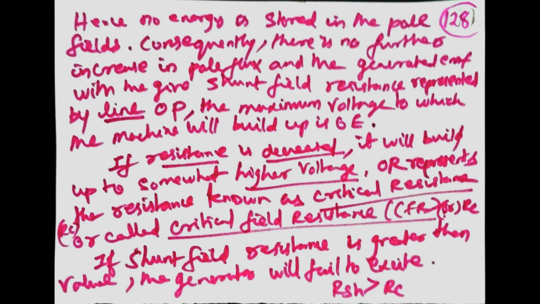If resistance is decreased, it will build up to somewhat higher voltage. OR represents the resistance known as critical resistance RC, also called critical field resistance CFR. If shunt field resistance is greater than this value, the generator will fail to excite. RSH is greater than RC.